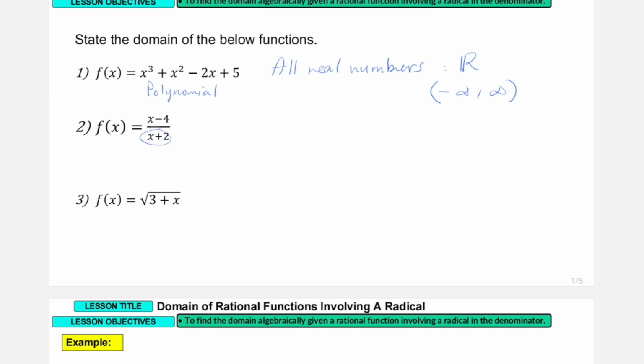So if I take the denominator x plus 2, solve it equal to 0, I will get x equal negative 2. So this is the value that I should exclude. So it should be x not equal to negative 2.